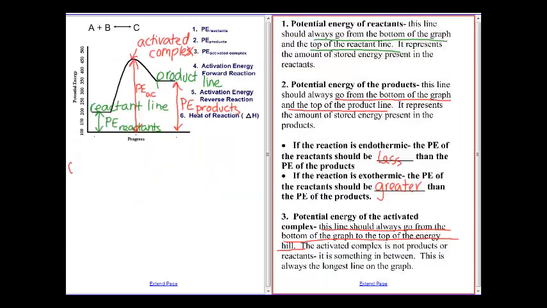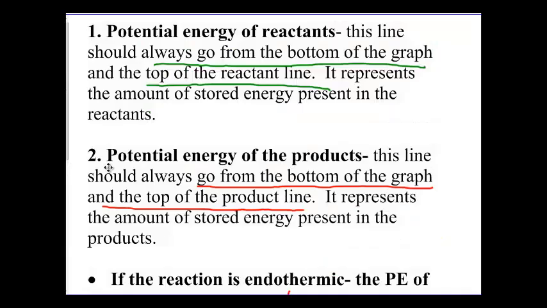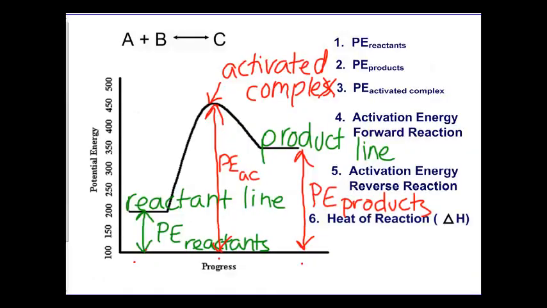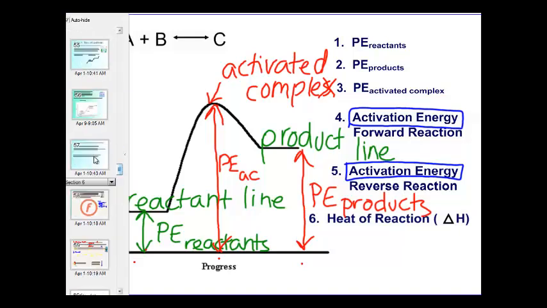Okay. I'm going to go back to a one-page display here. In addition to labeling 3 potential energies, we have to label 2 what we call activation energies. And activation energy, it's defined in number 4. Let me see if I can find that for you. We'll talk about it and then we'll label it, I think.